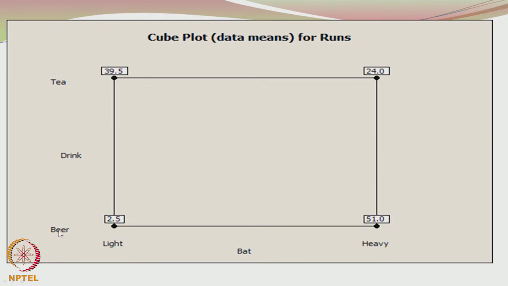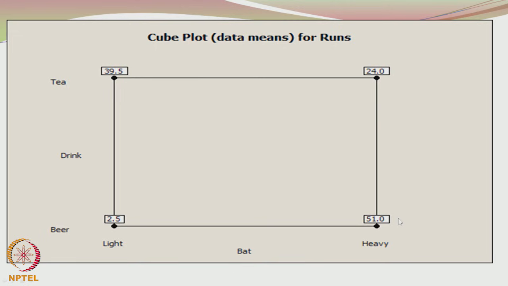And you can see that the type of the drink is represented on the vertical scale, and the type of the bat or the weight of the bat is shown on the horizontal scale. So, this is the average performance of the batsman when he is having a light bat and beer, and this is the average performance of the batsman when he is having a light bat and tea. You can see 24 is the average performance of the batsman when he is having tea and heavy bat, and then beer and heavy bat, the average performance is the highest at 51.